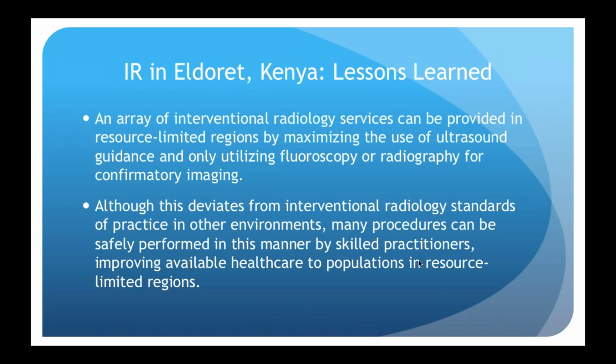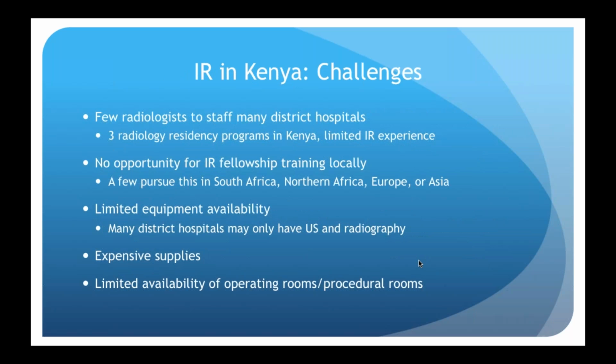So overall, as you can see, an array of interventional radiology services can be provided in resource-limited regions by maximizing ultrasound-guided procedures, and really only using fluoroscopy or radiography for confirmatory imaging. There are many, many places that have access to ultrasound and will not have a C-arm or an angio suite, but our procedures and our skills can still be used in these environments. This may deviate from some IR standards of practice in other environments, such as in the US, but I believe that they can be safely performed by skilled practitioners, and that can improve the healthcare that's available to populations in these regions. So you just have to be a little bit creative when you don't have all the equipment that you're used to having here.